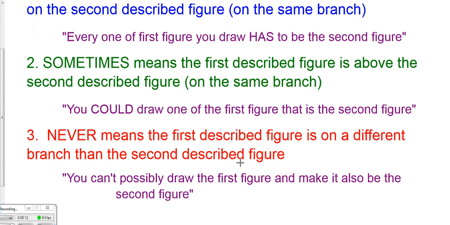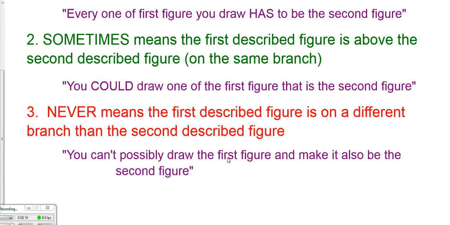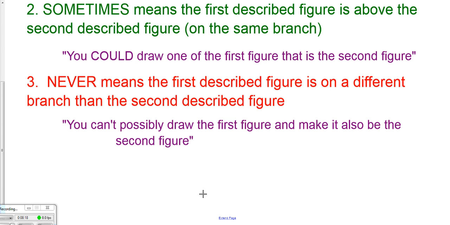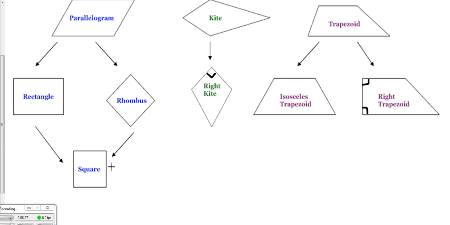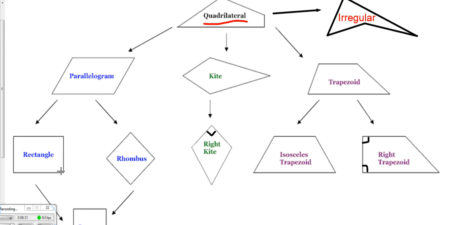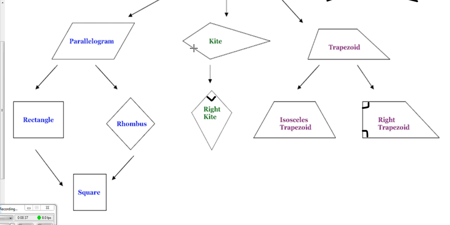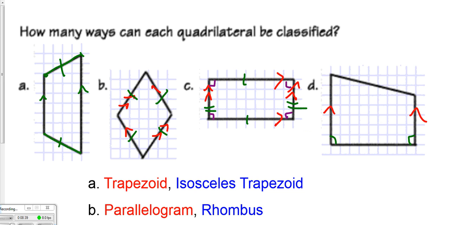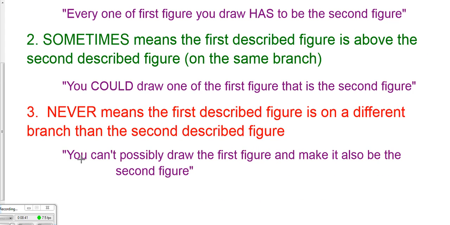Never would mean the first described figure is on a different branch than the second described figure. So you can't possibly draw the first figure and make it also be the second figure. So if we said a square is a kite, well, square is over here, following it back on either of these branches to quadrilateral, it's on a completely different branch than kites. So a square can never be a kite. That's not possible. So we'd say never in that case.